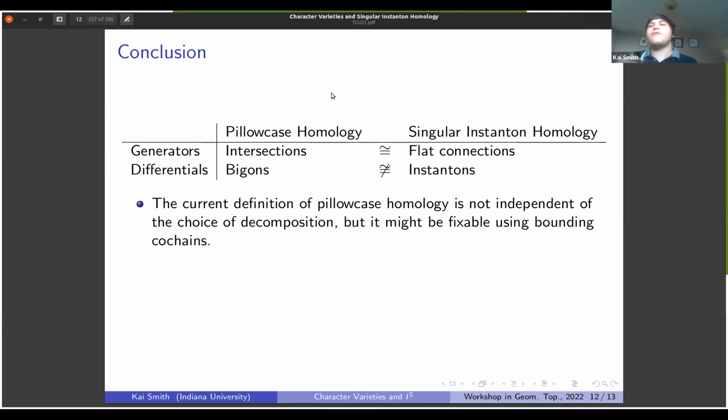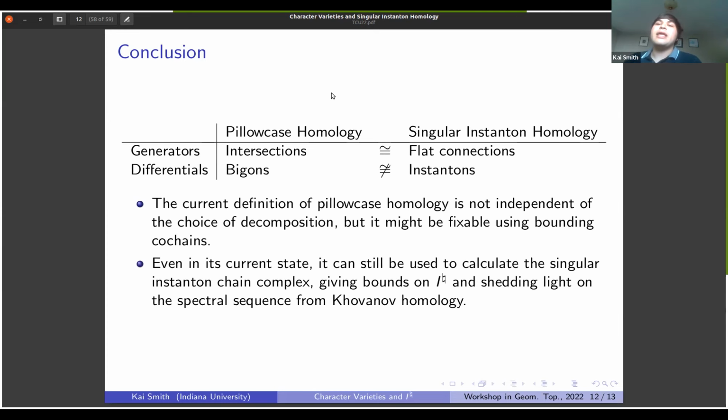So the differentials were defined using these bigons, which is sort of the simplest data out of what's called the Fukaya category, right? So these Lagrangians in this pillowcase form a Fukaya category. The differentials we chose were just the simplest bit of data from that. And so by using more data from there, in particular, something called bounding cochains, I think it's hopeful that the definition can be tweaked so that it is well defined and hopefully isomorphic to Instanton homology.